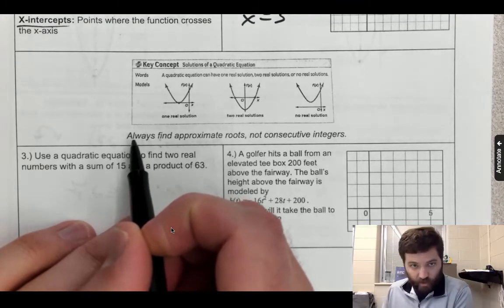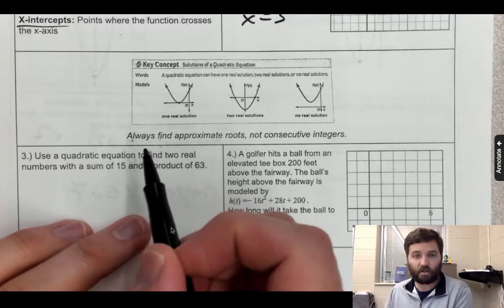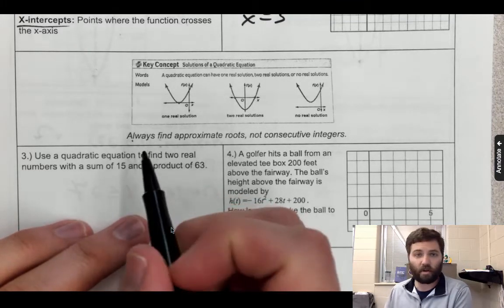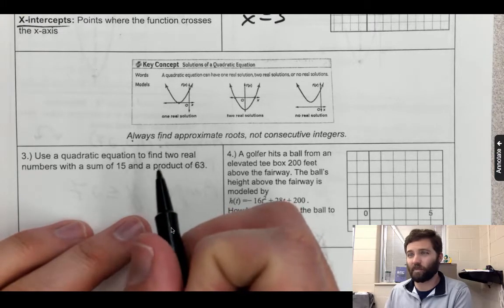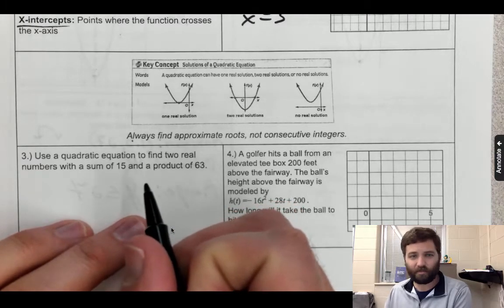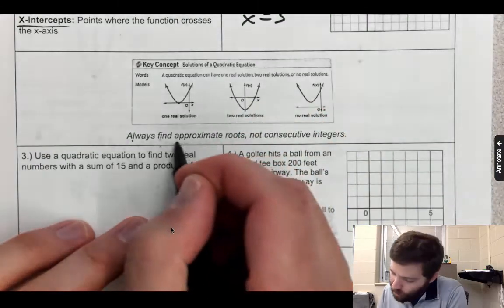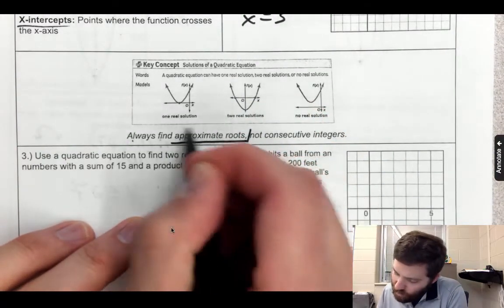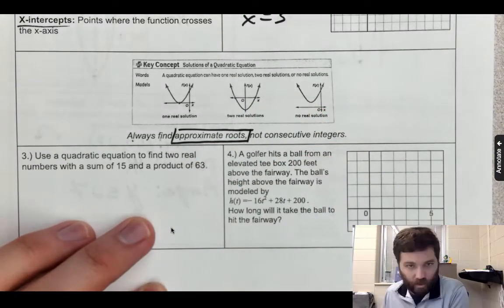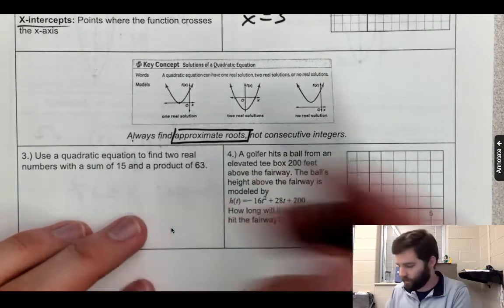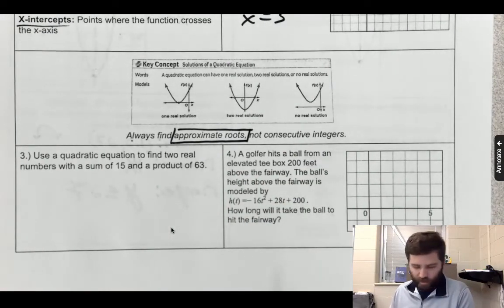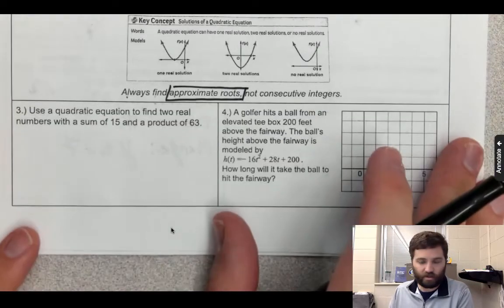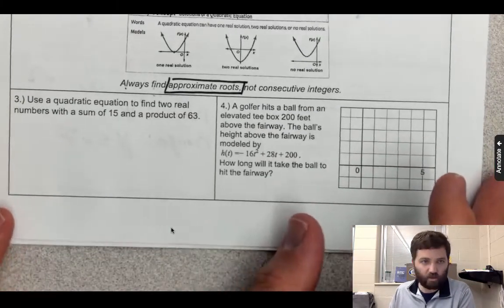Your book will sometimes say, find the consecutive integers that contain the 0, for like when the 0 or the root is a decimal. Ignore that. Always find approximate roots, which means always find whatever the decimal is, okay? So when you see that in the directions, you want to know that you're actually going to just find the decimal. You're not worried about finding consecutive integers, okay?